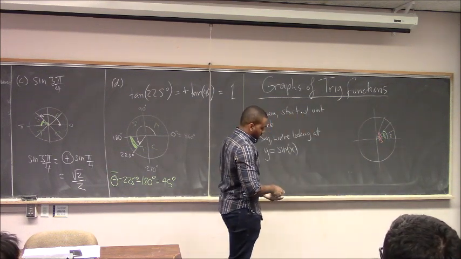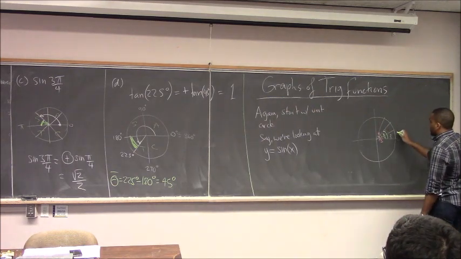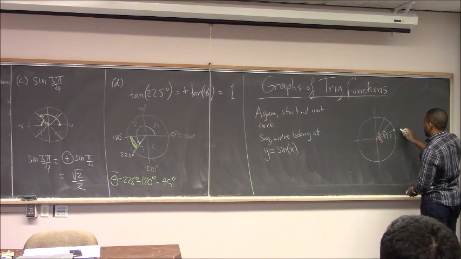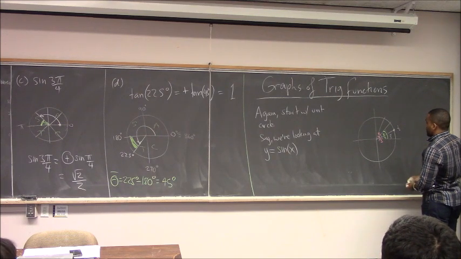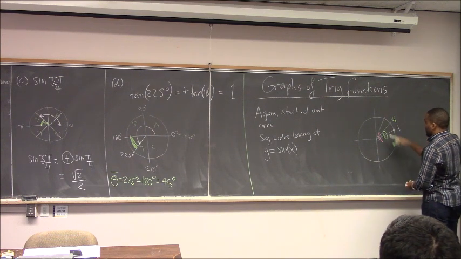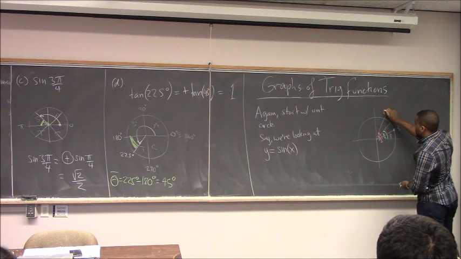I automatically will actually know what values the sine function will take here, right? So once you're at this coordinate, your sine function will give you the value 1/2. Once you're at this coordinate, the sine function will give you the value √2/2. Once you're at this coordinate, the sine function will give you the value of √3/2.